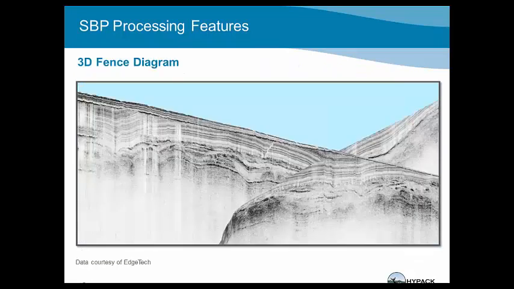In the 3D environment, you can create fence diagrams from your sub-bottom profiling data. And here we have 2 lines which actually intersect each other at 90 degrees. And you can actually go and fly through this data in 3 dimensions and view the sub-bottom information.